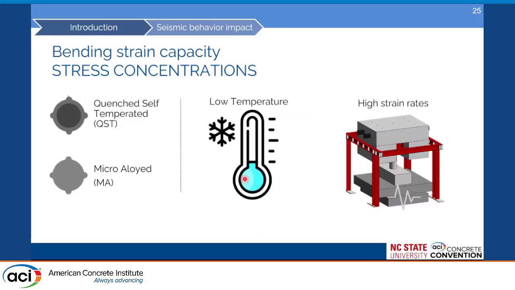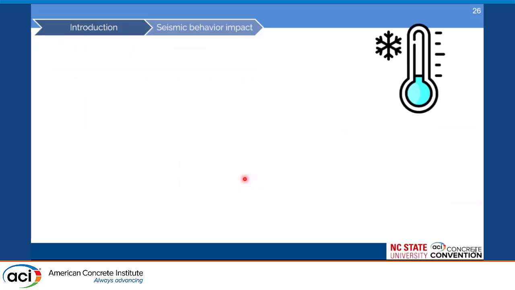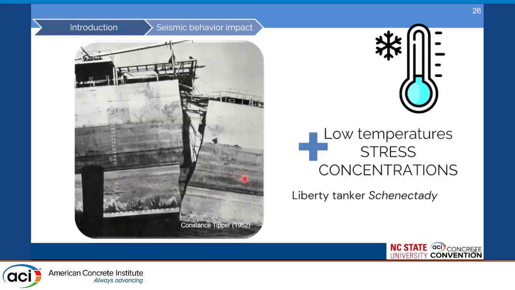So two of the parameters that we are addressing right now are, first, low temperature, and the other one is high strain rates. Earthquakes are not quasi-static. Earthquakes have a very wide variety of strain rates. So I'm going to start talking about the low temperature and why we're doing this. So we know already that the combination of low temperatures and stress concentrations can be catastrophic.